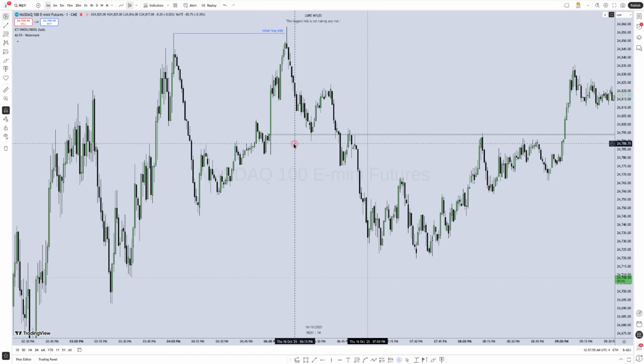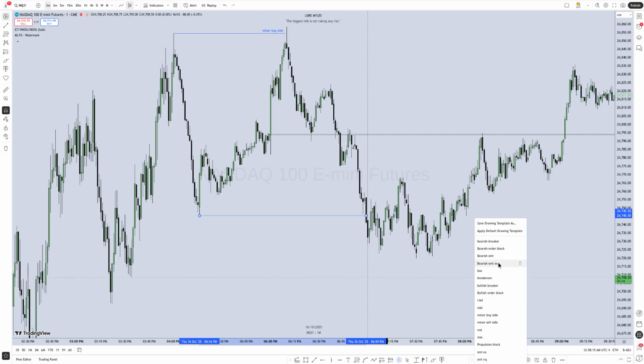And I would want to consider this as my minor sell side and this range low as sell side too. So if I'm to just mark it at that, to make things simpler for you, you can take the range before the market closed as your minor buy side and sell side.